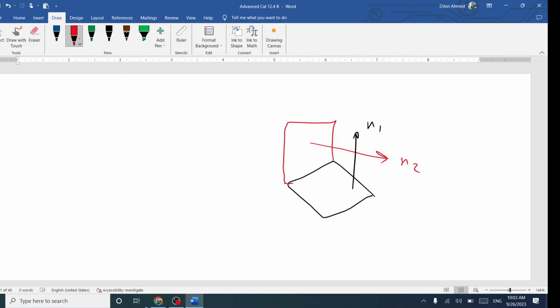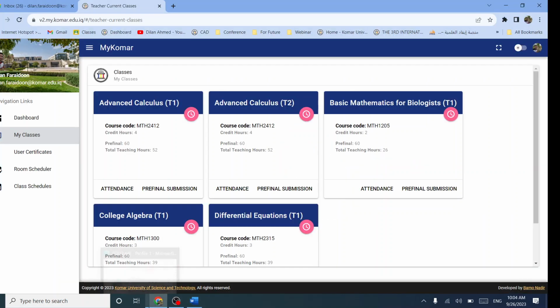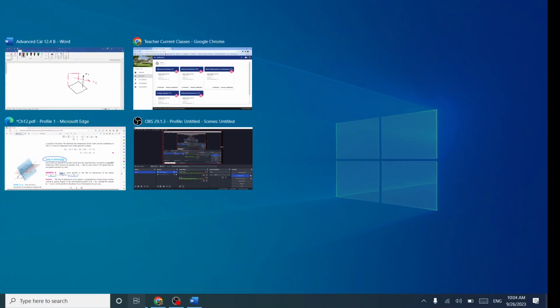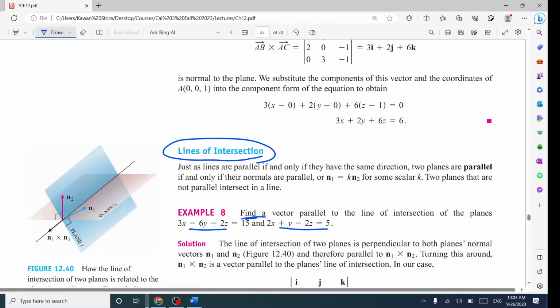So you see, find the vector parallel to the line of intersection. It means we need to find such a line to be parallel to this. For example, I am here and I want to find this vector, this line.